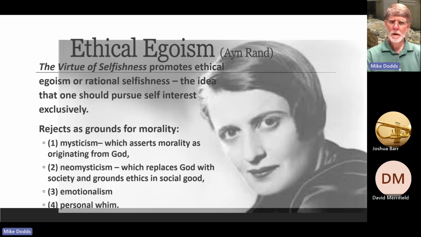Now, there's a sense in which we all default to this. We all ultimately say, it's right for me. And we assume it's got to be right for others. But really, what Ayn Rand was saying is, if you pursue that which is best for you, then in the long run, that'll be best for others too. The virtue of selfishness, meaning going with the decision that would benefit me the most, promotes ethical egoism or rational selfishness. It just makes sense. Why would I do something against my own best interest? The idea that one should pursue self-interest exclusively.